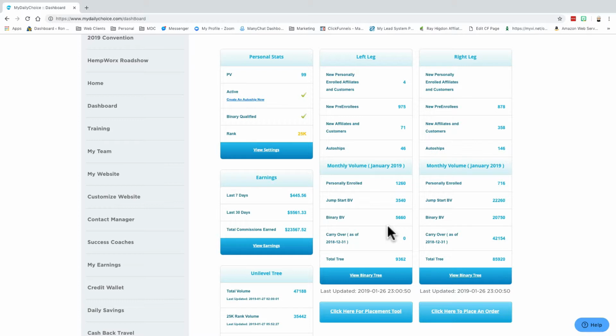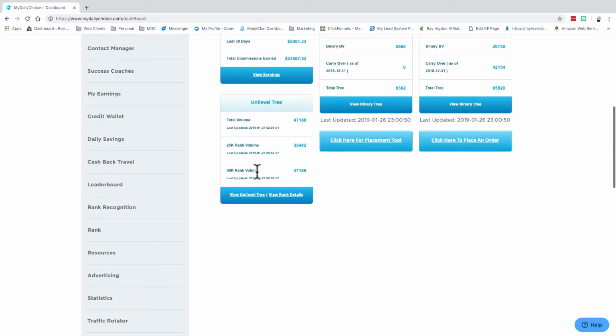So anybody I bring in, I'm right now putting them on that left leg to start building that volume up, so that it catches up to this big 20,000, or this big almost 100,000 number over here. But this has nothing to do with your rank advancements to 5K, 10K, 25K, wherever you're at. What that has to do with is this little guy right here, this unilevel.